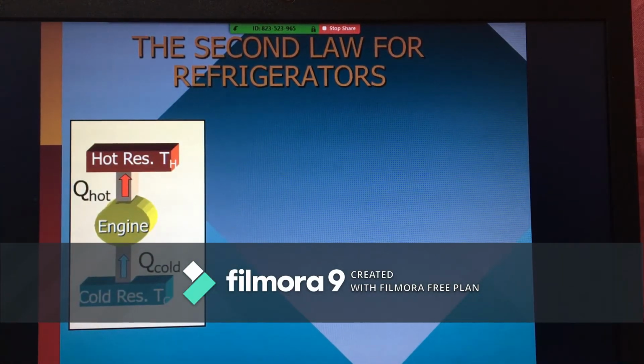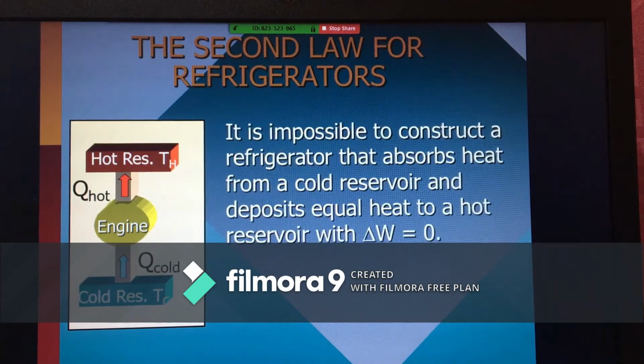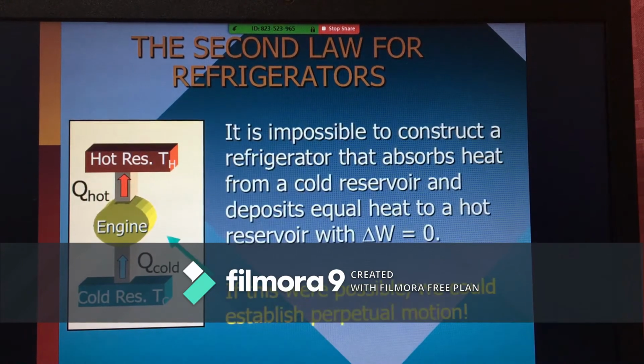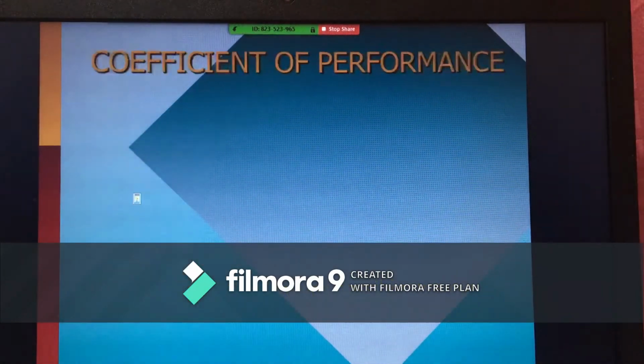So second law for refrigerators. It is impossible to construct a refrigerator that absorbs heat from a cold reservoir and deposits equal heat to a hot reservoir with delta W equal to 0. So impossible daw yan mangyari, class. So here, if this were possible, then we could establish perpetual motion. Kung posible lang sana to, mangyayari yung perpetual motion, but it won't because there are losses. So hindi talaga mangyari yan.